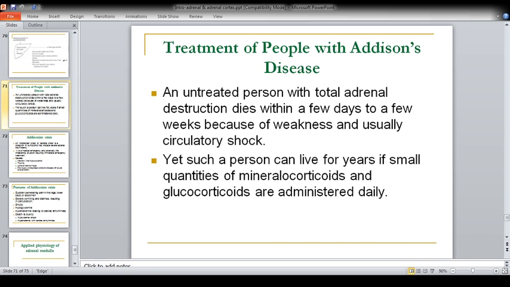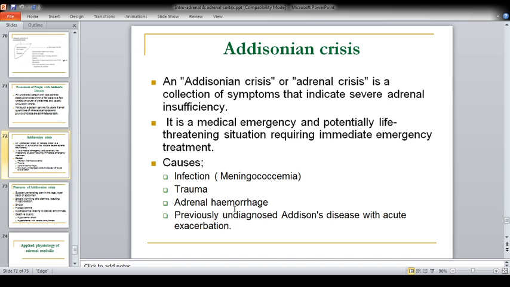So how do we treat a patient with Addison's disease? To treat a patient with Addison's disease is a necessary task. We cannot just let the patient be. So an untreated patient with total adrenal destruction would die within a few days to a few weeks because of weakness and circulatory shock. Yet such a person can live for years if small quantities of mineralocorticoids and glucocorticoids are administered orally or via IV daily. So these hormones are given exogenously.